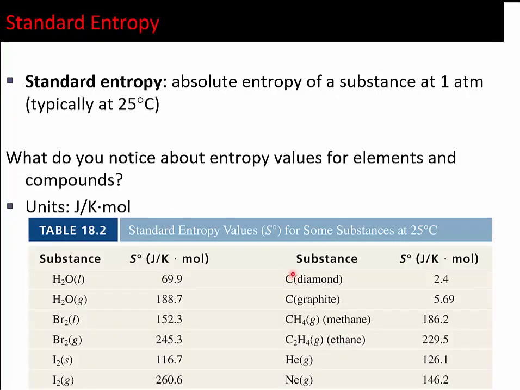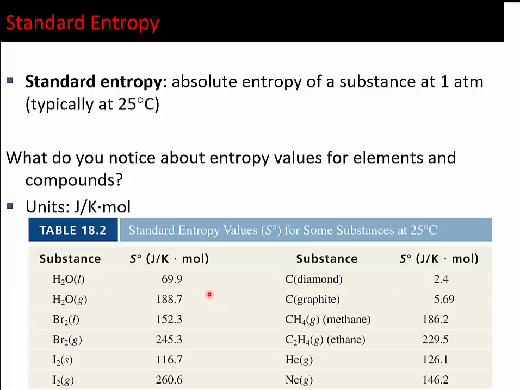Right? We do have tables of standard entropy. So it's this absolute entropy of a substance at 1 atmosphere, and typically at 25 degrees C. So what do you notice about the entropy values for elements and compounds? Well, let's look at liquid water versus gas phase water. If I'm going from a liquid to a gas, notice that I have to have the states in here. The gas state is going to have way more entropy associated with it than the liquid state.